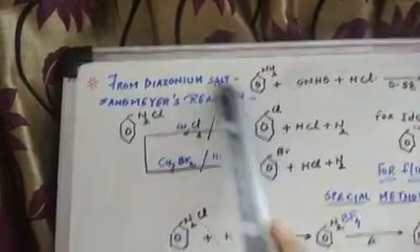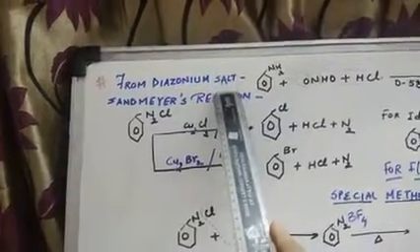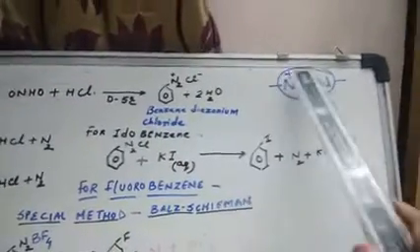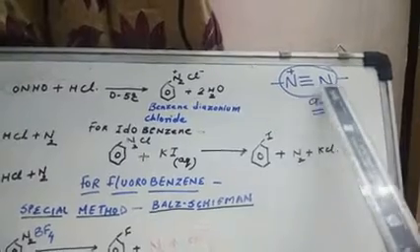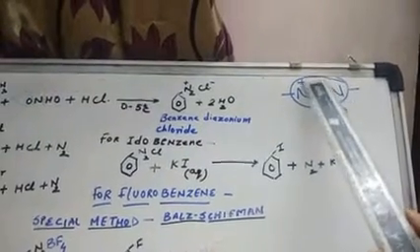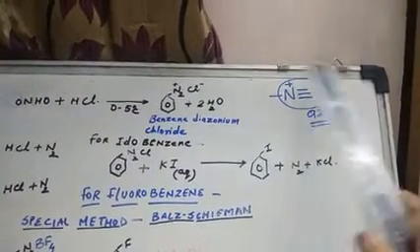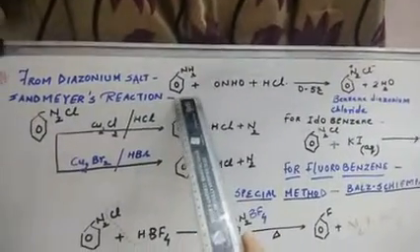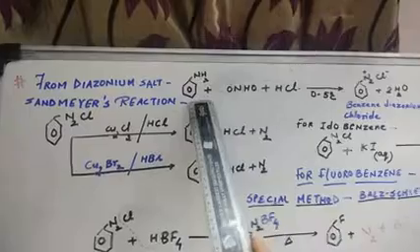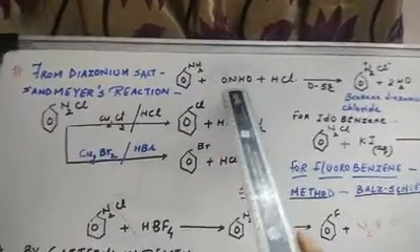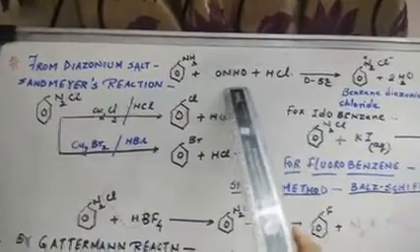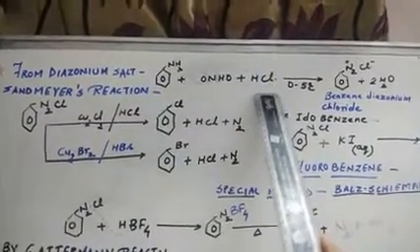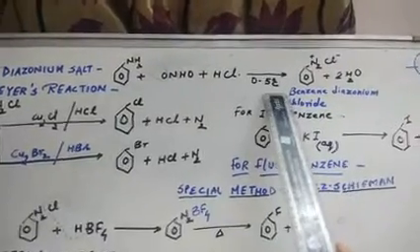Diazonium salts, students, what do we mean by diazonium salts? Diazonium salts possess the N2+ group, N triple bond N with one positive charge, if present. That means we are talking about diazonium salts. Here these diazonium salts are prepared when aromatic amines are treated with HNO2, that is nitrous acid, and hydrochloric acid, HCl, at temperature 0 to 5 degrees.